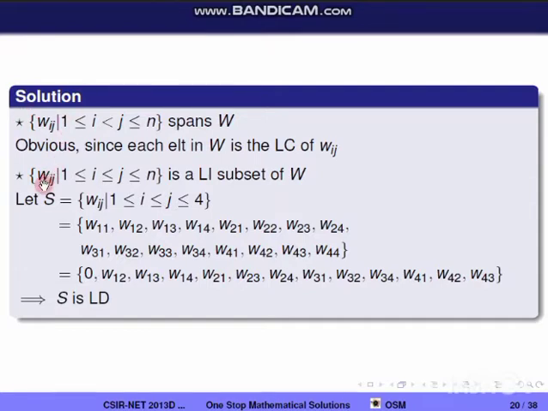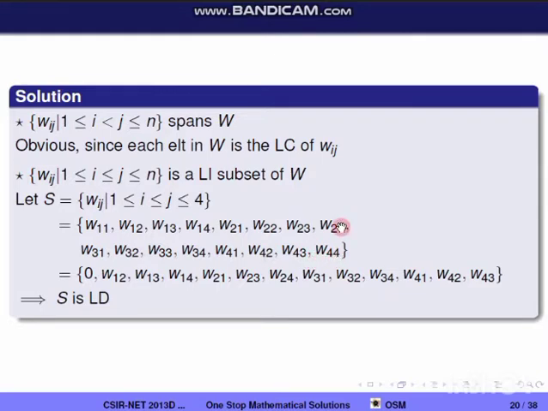Second option: the set of Wij such that 1 is less than or equal to i less than or equal to j less than or equal to n is a linearly independent subset of W. I am taking the case n equal to 4 and generalizing it for the case n. So let S be the set of all Wij such that 1 is less than or equal to i less than or equal to j less than or equal to 4. This set contains W11, W12, W13, W14, W21, W22, W23, W24, W31, W32, W33, W34, W41, W42, W43, W44.